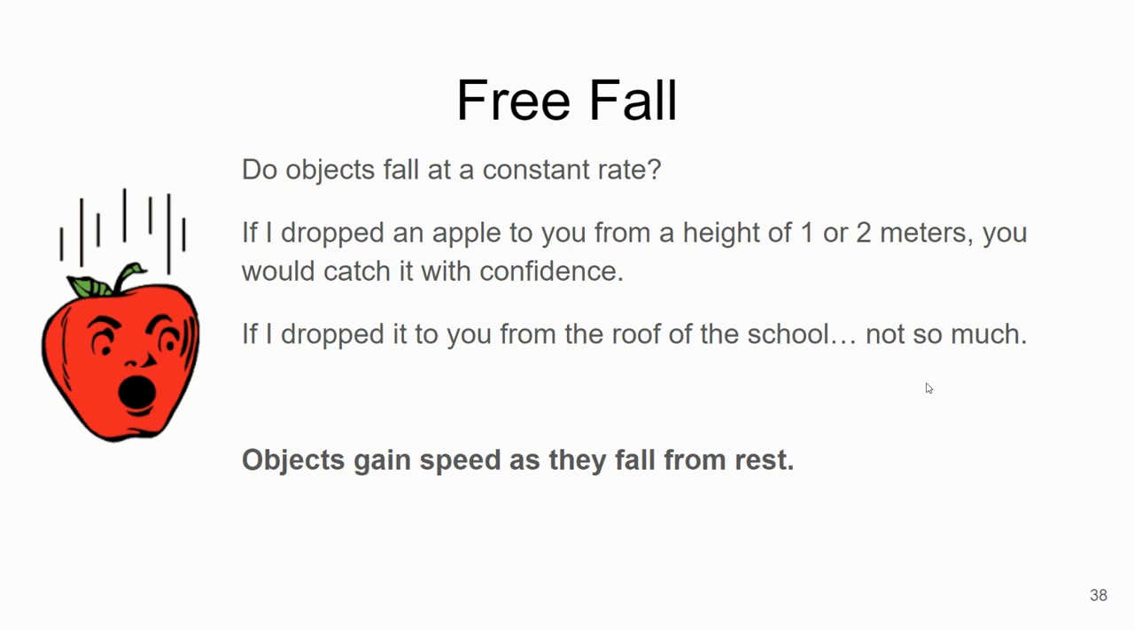So, the example I used in class was if I were to drop an apple to you from a height of 1 or 2 meters, you would just catch it. Wouldn't be a big deal. If I got up on top of the roof of the school and dropped the same apple to you, you would be afraid. This would be scary. The apple would be moving much faster if I dropped it off of the roof of the school. So this is demonstrating to us that objects gain speed as they fall from rest.